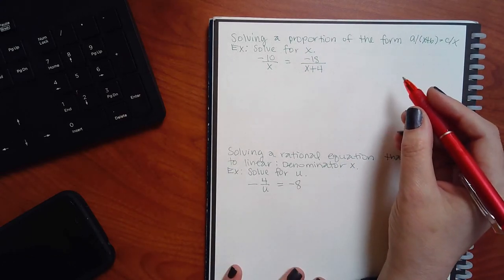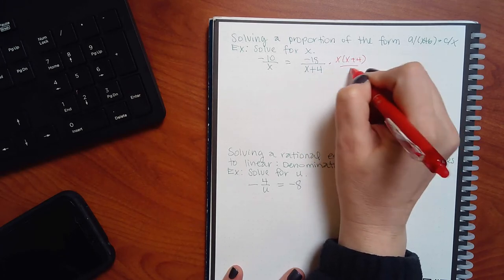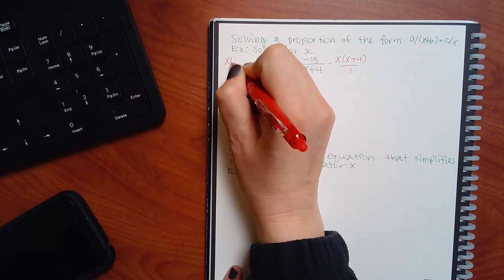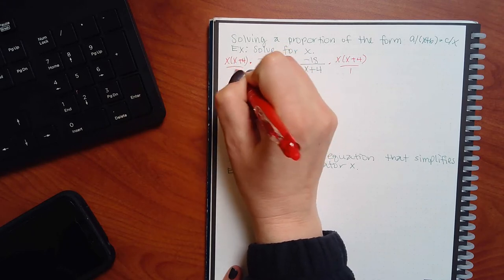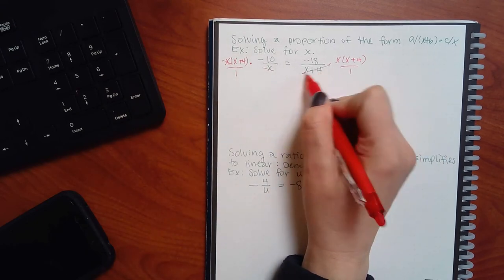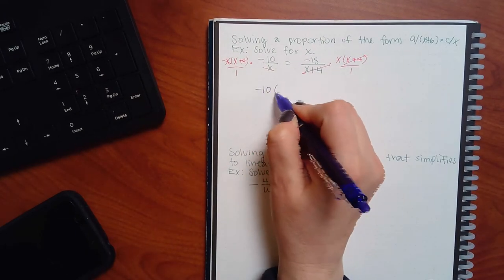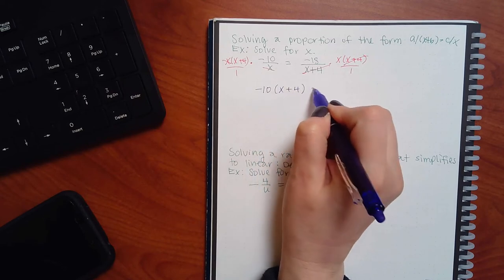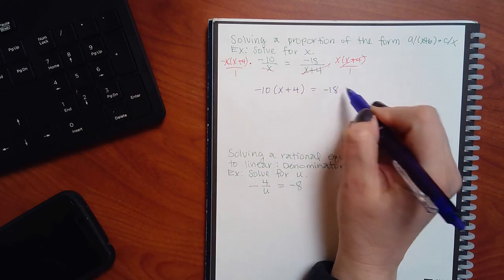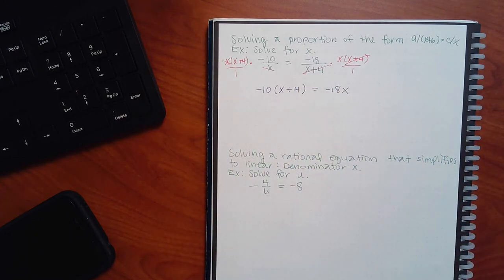X times x plus 4. You got it. X times x plus 4. And multiply it to both. And so what happens is the x's wipe, those go. And what I have left is this negative 10 times this factor, and a negative 18 times x. That's it, yeah. Everything's over 1, so there's no more fractions anymore. Okay? And then now this is just a regular linear equation.